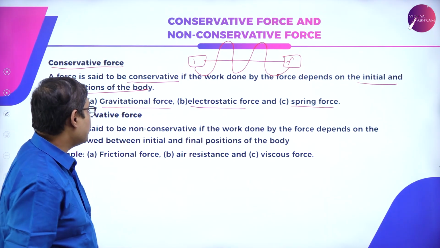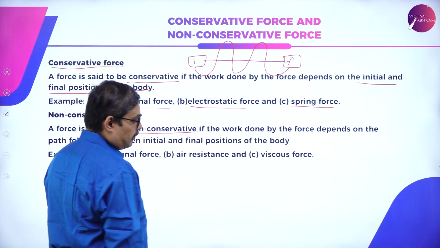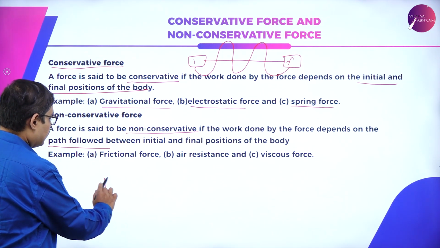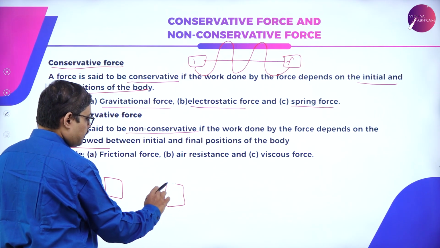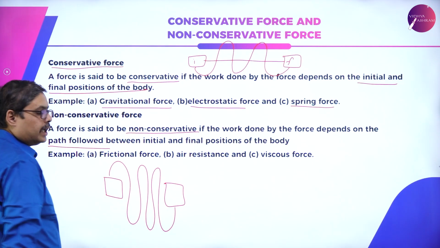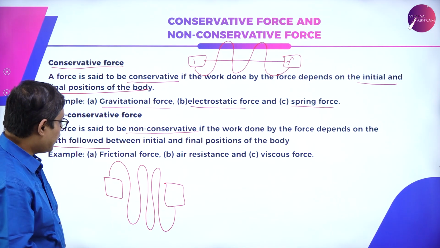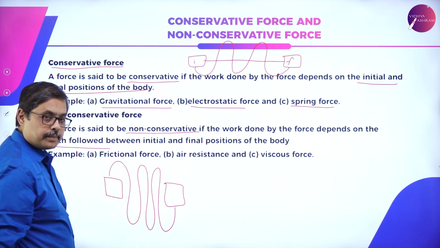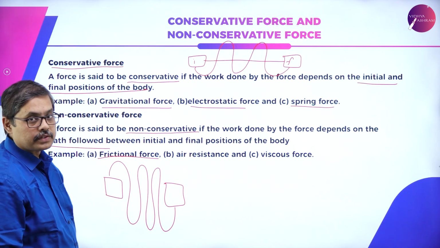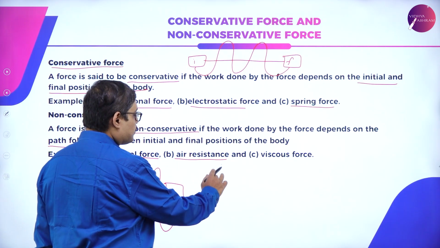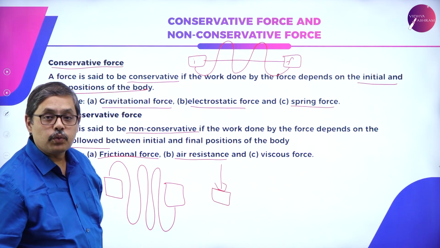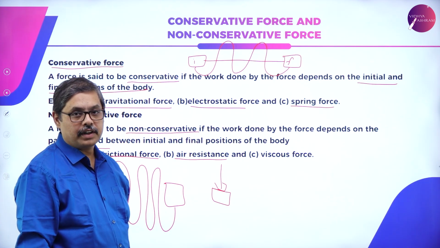Then what is a non-conservative force? A force is said to be non-conservative if the work done by the force depends upon the path followed. This is the initial position, this is the final position. I don't bother about the position. Here, the path traveled by the body plays an important role. So the work done depends on the path traveled by the body. What are the examples? Frictional force is a typical example of a non-conservative force. The resistance offered by air when a body is freely falling is also a non-conservative force. Similarly, the viscous force is also a non-conservative force.